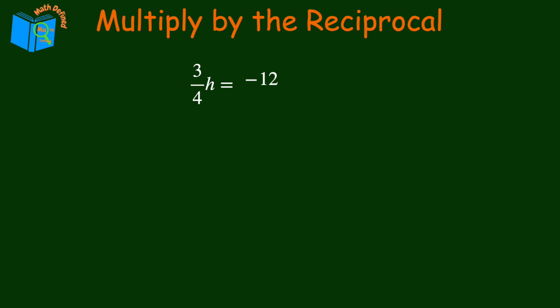Our first equation is 3/4 h equals -12. To solve for h, we multiply both sides of the equation by the reciprocal of 3/4, which is 4/3. On the left, the fractions cancel each other out, leaving h, and on the right, we multiply -12 by 4/3. We can write -12 as a fraction, -12/1, to make it easier to multiply. Now we can see that -12 and +3 share a common factor of 3. So we can use cross-cancellation to make the numbers smaller and the calculations easier.